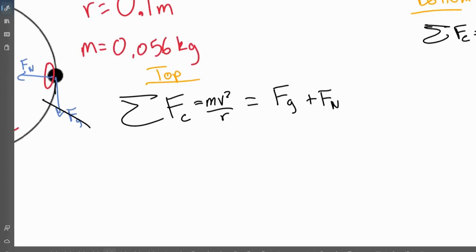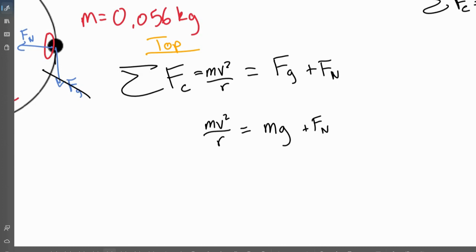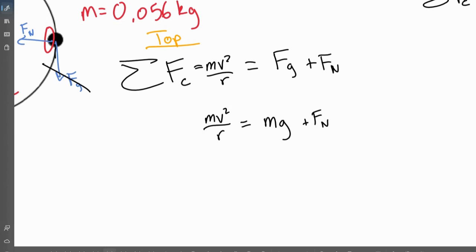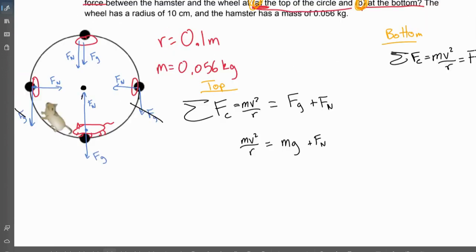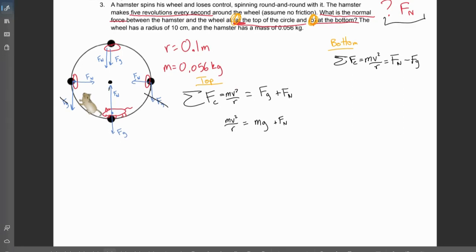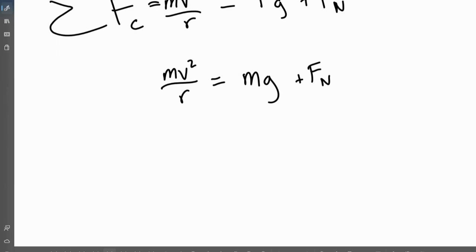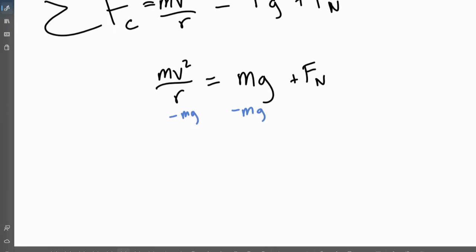So what this tells us, right, mv squared over r, so at the top of the circle, force of gravity helps, positive mg plus Fn. Can we cancel mass, though? Right, there's a mass in this term, but there is not mass in this term, so we cannot cancel mass. So if I'm looking for the normal force, right, which is what the question asks us to look for, what is the normal force? So I'm going to solve for normal force. I'm going to subtract mg from both sides, subtract mg. Okay, so we'll have normal force.